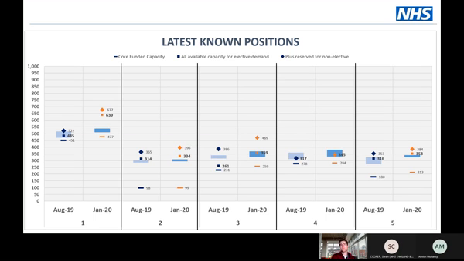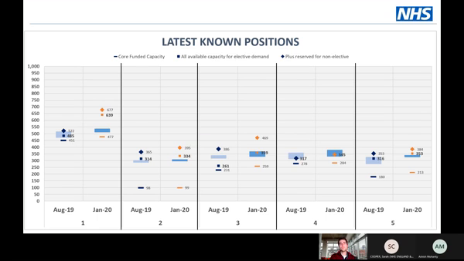And you can see demand profiles have changed across the system as well, where demand has generally gone up site by site, and capacity has flexed to increase that, or some units are more challenged than others. Most notably, site 3, for example, sees an enormous number of inpatients, which has a significant impact on their capacity and therefore their ability to cope with that demand.